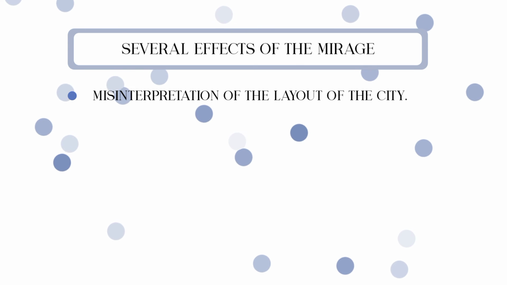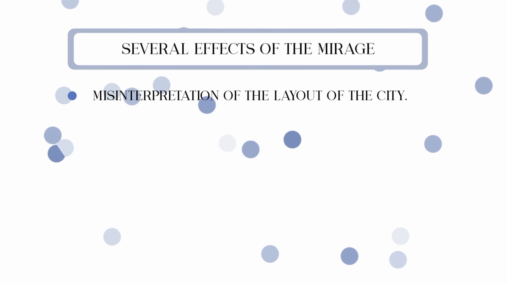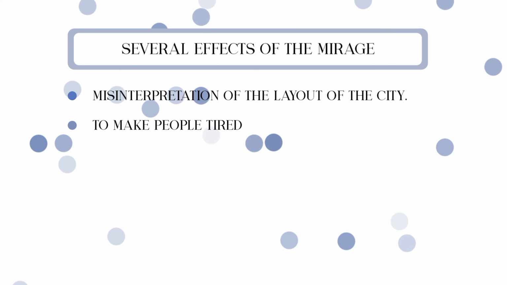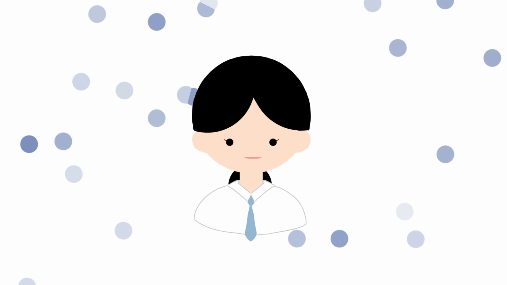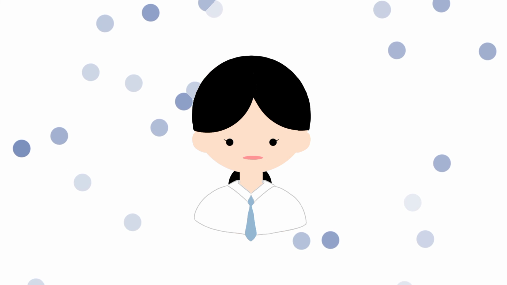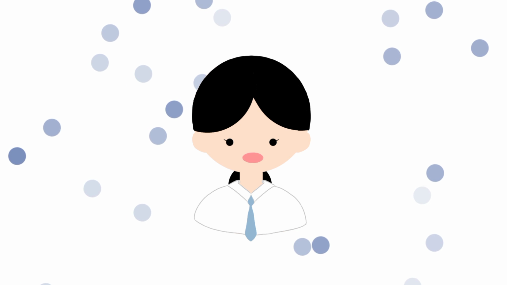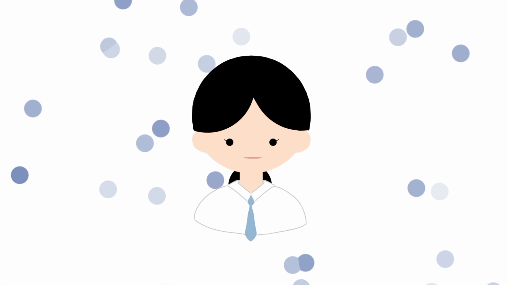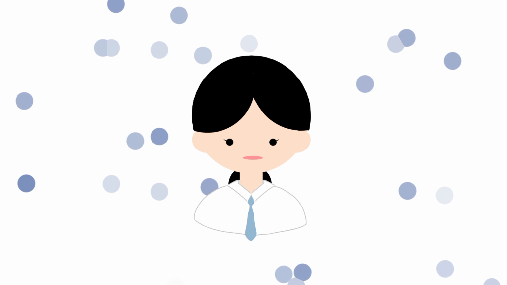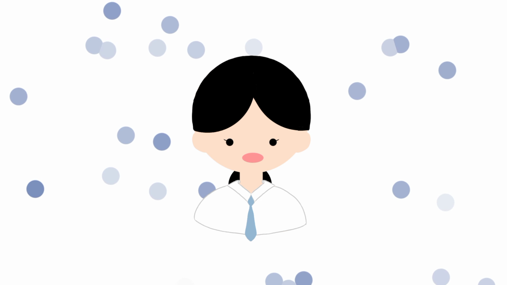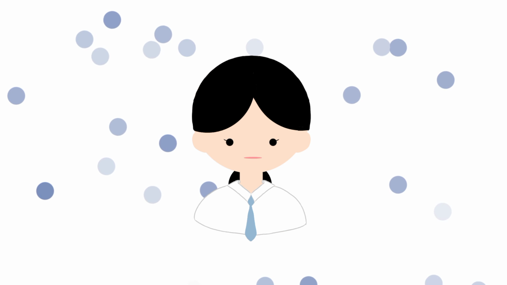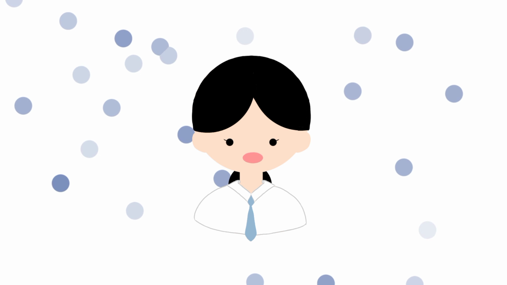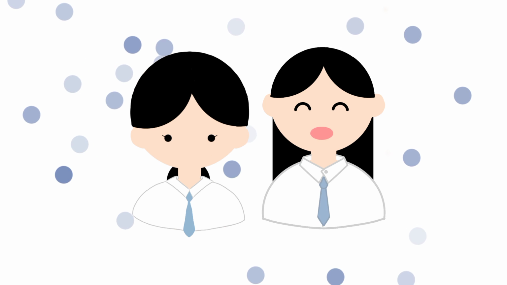Number 1. Misinterpretation of the lights of the city. Number 2. Making people tired. So, those are some of the impacts that can be felt by humans from the mirage. Mirage tends to be negative for humans because many humans are deceived by it. But on the other hand, mirage also arouses amazement for humans because humans can see unique secrets on the earth as an amazing natural phenomenon.